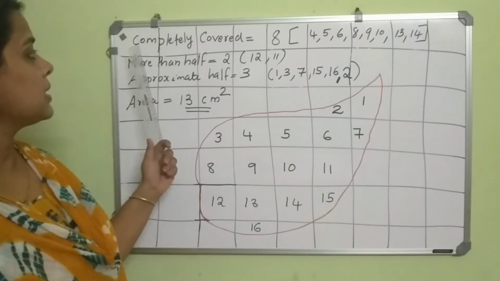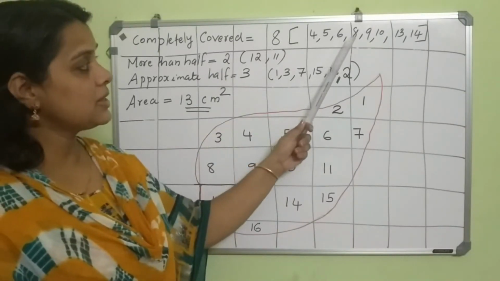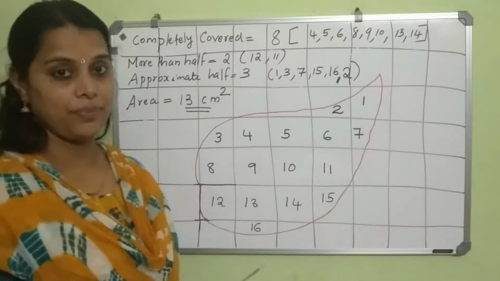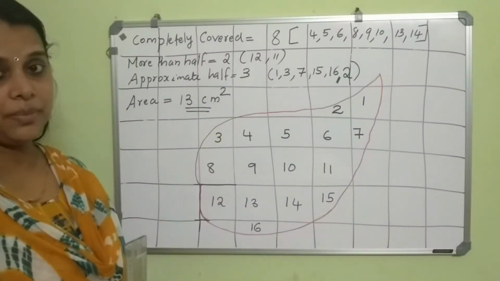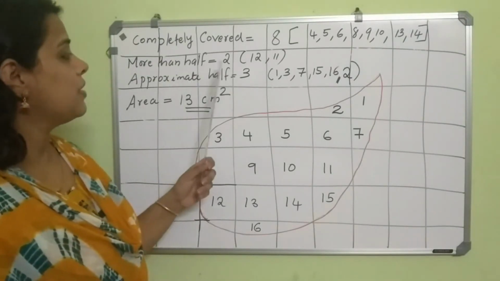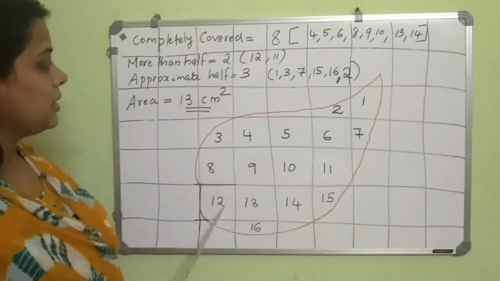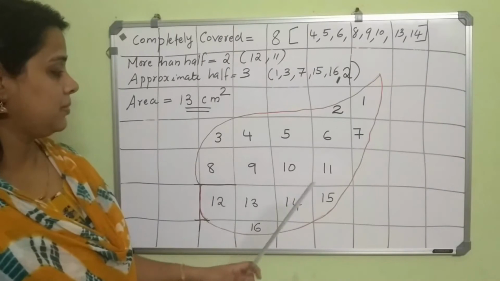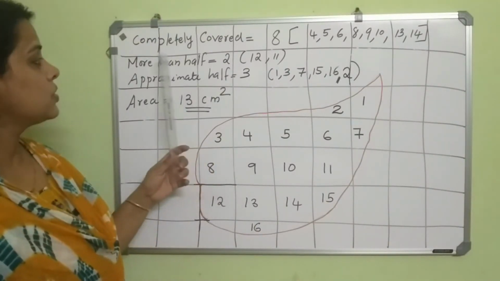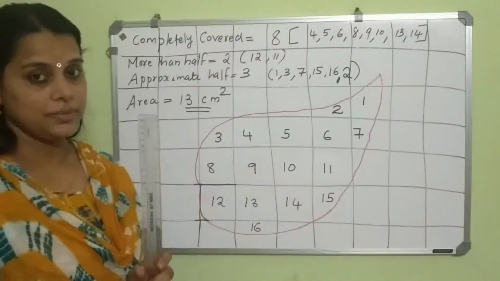We can count first completely covered. They are 4, 5, 6, 8, 9, 10, 13 and 14. 8 squares are there. Now we can count more than half covered squares. They are 12 and 11. 2 squares are there. So these more than half covered squares we will consider as 1.